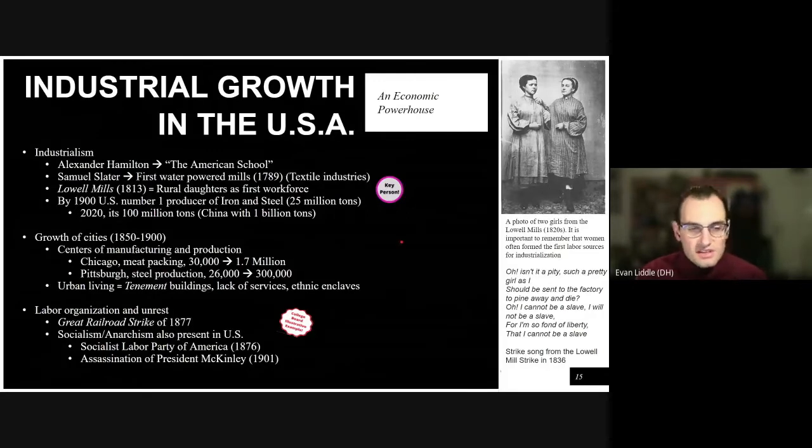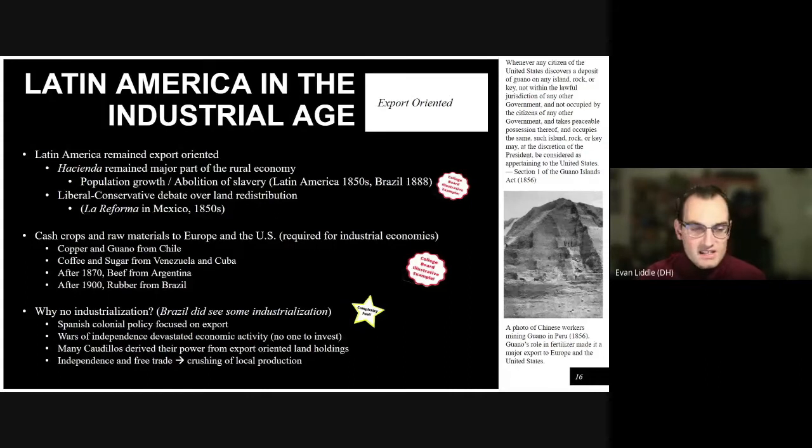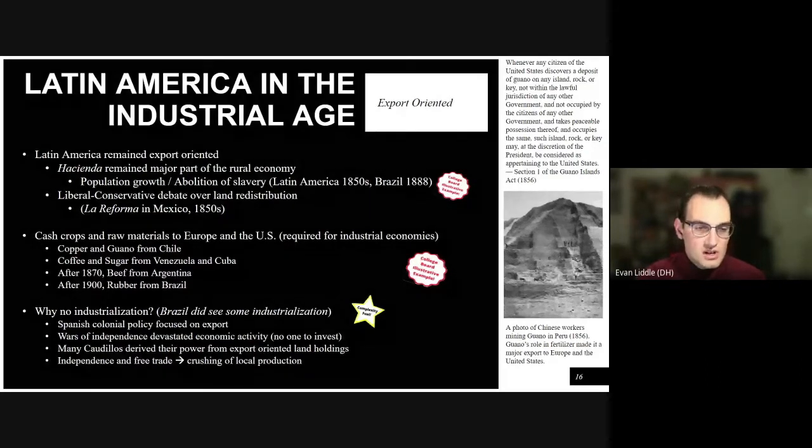Now, Latin America takes a slightly different turn. In the last presentation, we talked a little bit about how Latin America's limited experience with trade as a result of Spanish imperial policy meant it did not have any opportunity to build any kind of industrial base. And as a result of that, Latin America remained primarily export-oriented. Many places in South and Central America, the hacienda, that's the large plantation, was a major part of the economy.